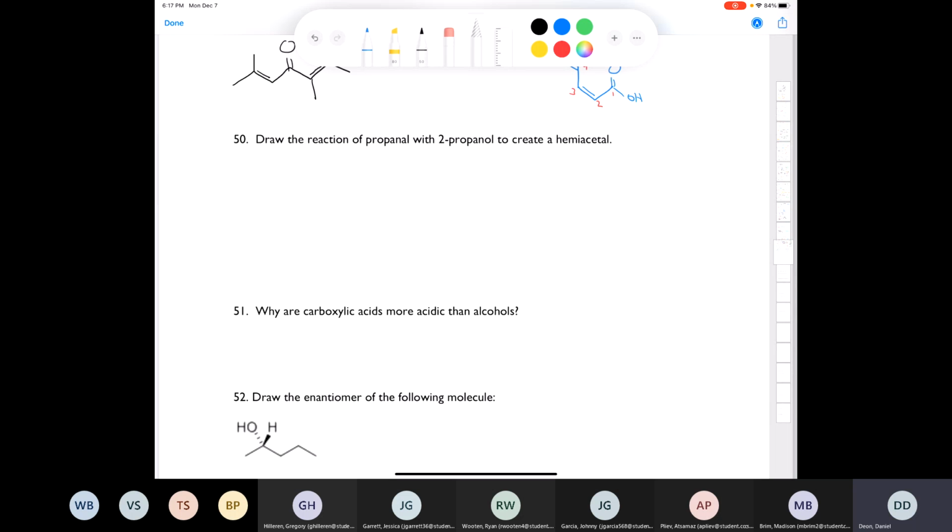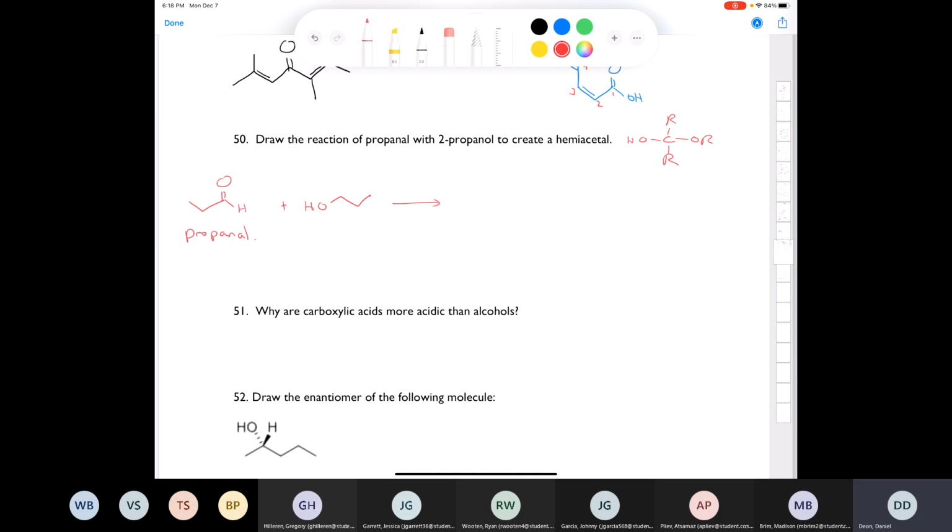Draw the reaction of propanol with 2-propanol to create a hemiacetal. We spent a lot of time looking at aldehydes, right? So this is propanal, or propionaldehyde. And we're going to react it with propanol, and we're going to make a hemiacetal. Remember that a hemiacetal has a carbon with a hydroxyl and an ether, and we're going to have 2 R groups like that. Did I draw propanoic acid when I meant to draw propanal? Sounds like something I would do. There we go. That's more like it.